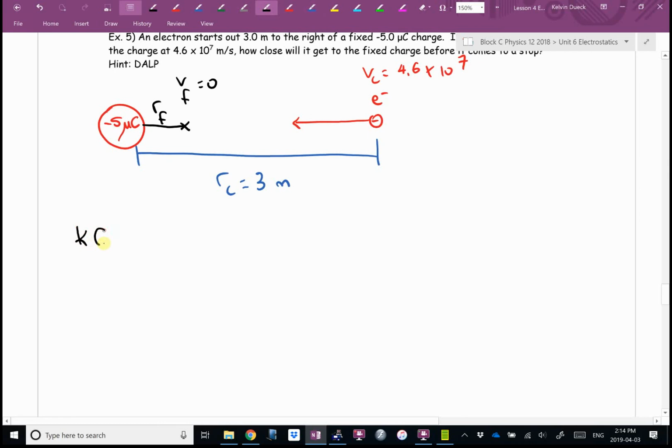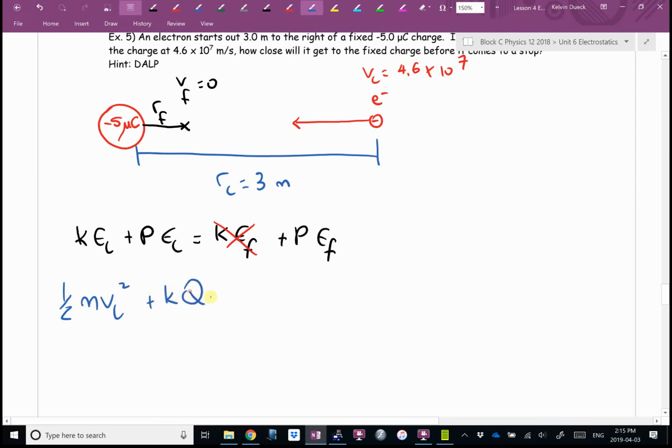So I'm going to have KE initial plus PE initial equals KE final plus PE final. Are any of these 0? Oh. If I was nice, instead of starting 3 meters away, I could have said we'll start a very, very long distance away, which is meant to imply infinity. We could have said initial potential was 0. I'm not nice. All right, let's expand these. Kinetic: a half m v initial squared plus k big Q little q all over r initial equals k big Q little q all over r final. Justin, what are they asking me to find here?